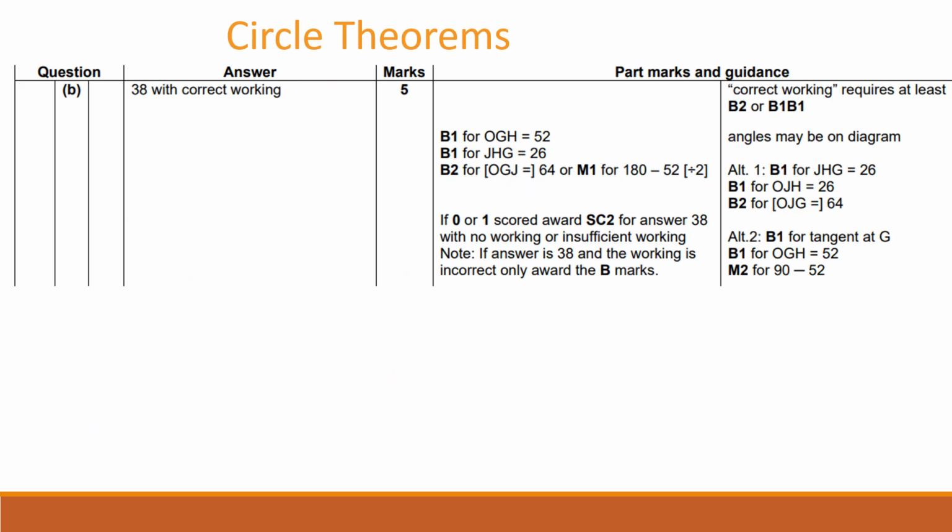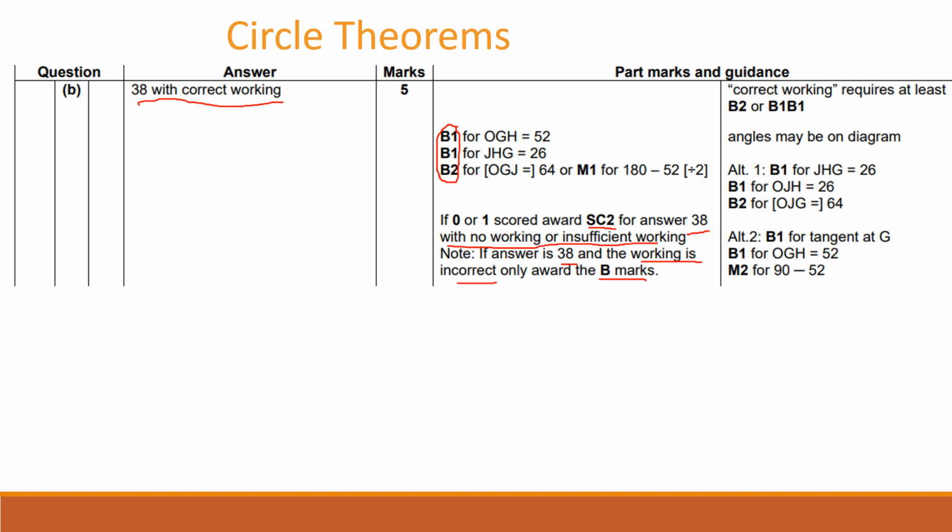The mark scheme says you get 38 degrees with correct working. Over here at the bottom it says SC2 for an answer of 38 with no working or insufficient working. Underneath that it says if the answer is 38 and the working is incorrect, only award the B marks. If you've got any of those angles up here and here, these are B marks, only award those if you've got any of those correct, but you can't get any marks for getting that 38.